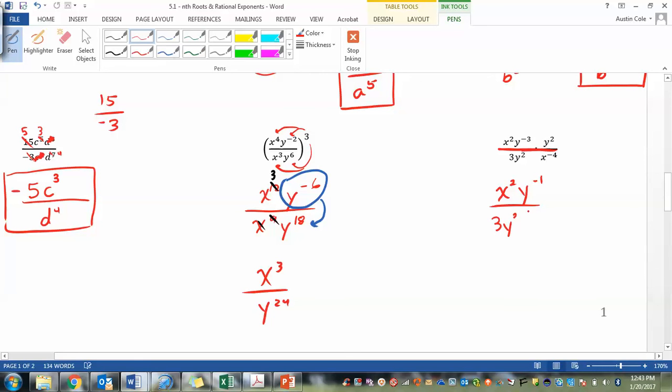Actually, I'm going to rewrite this so it's x to the negative 4th and y. So if you're multiplying 2 fractions, okay, and I'm multiplying everywhere, I'm not adding or subtracting anywhere, it's really just one big fraction. Okay. It's the same thing.